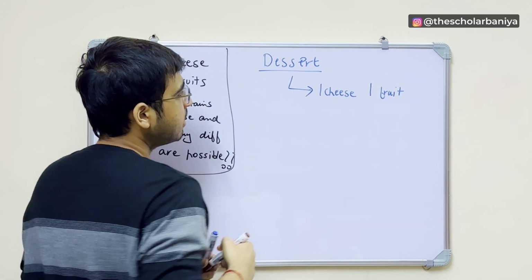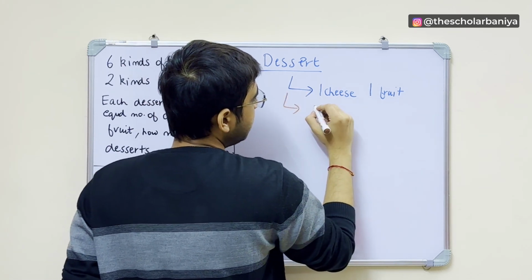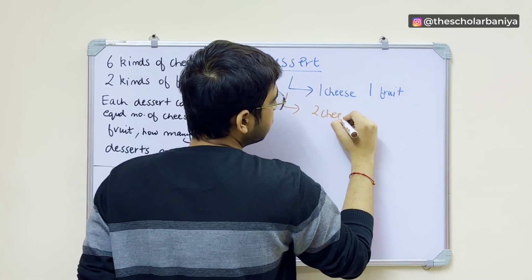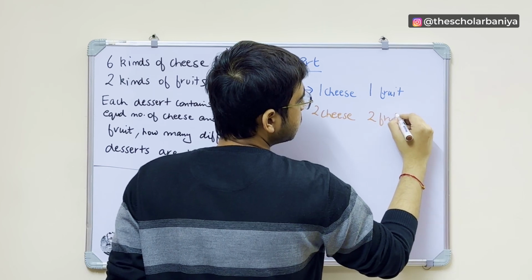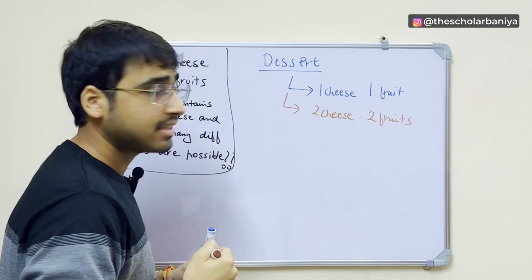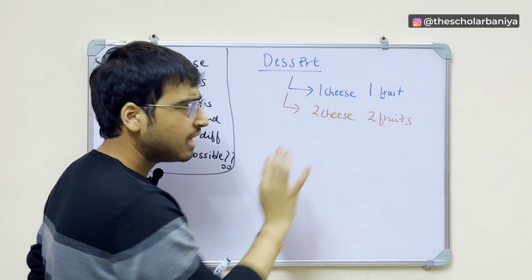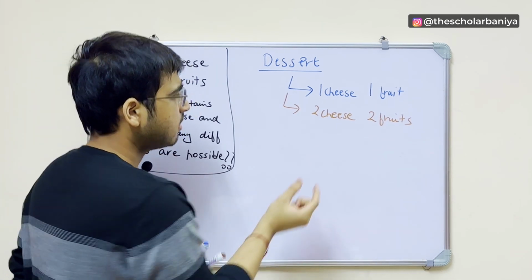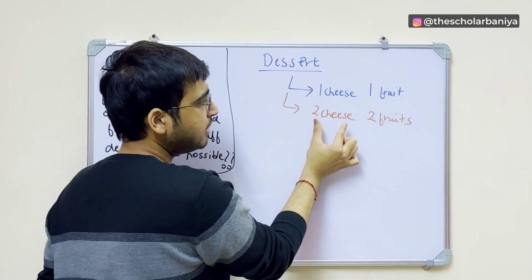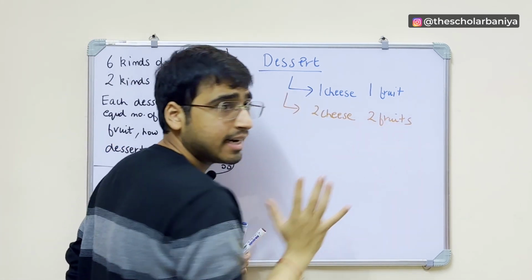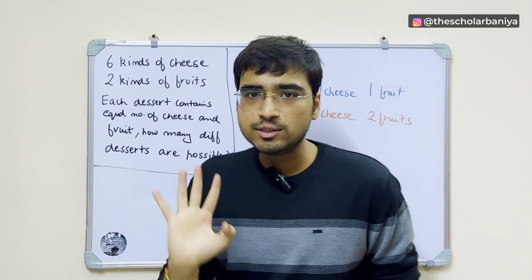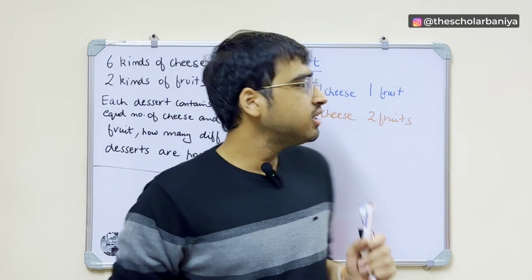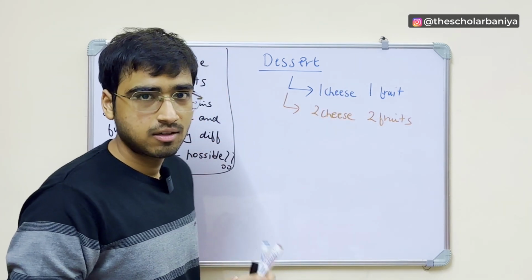The other possibility of a dessert can be there are two kind of cheese and there are two kind of fruits. I hope this makes sense. Can there be any third kind of dessert? If there is a third dessert, there will be 3 kinds of cheese and 3 kinds of fruits, right? But we know we only have 2 kinds of fruits available with us. So these are the only 2 possible cases, right?